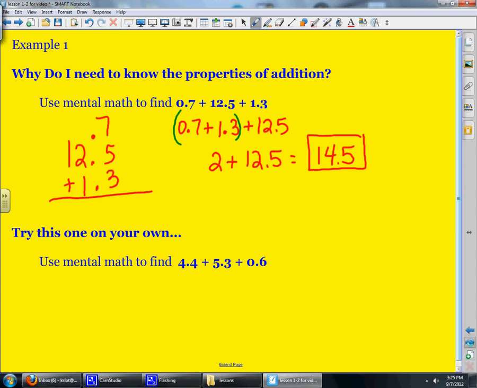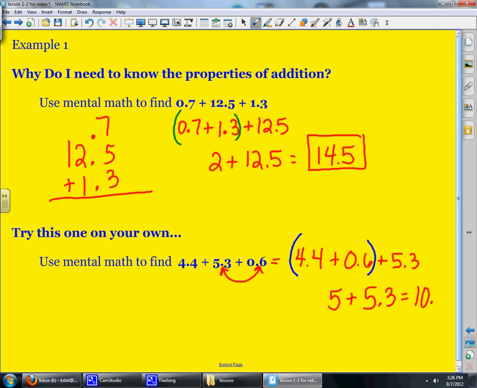Okay, let's see how you did. Now if I were to do this problem, I would switch 5.3 and 0.6. So the problem would read 4.4 plus 0.6 plus 5.3. And I should explain why I decided to switch that, because I know that 4/10 and 6/10 equals 1 whole. So when I add those together, I have 4, and then the 4/10 and 6/10 is equal to 1. So I actually get 5 plus 5.3, which is equal to 10 and 3/10.